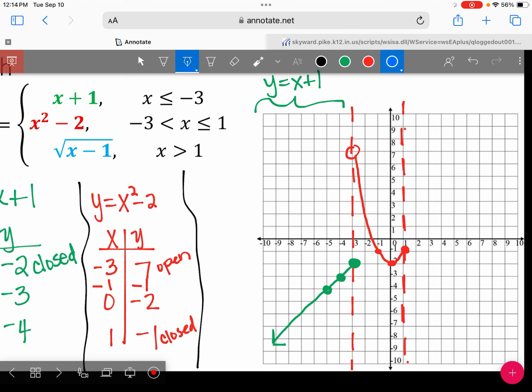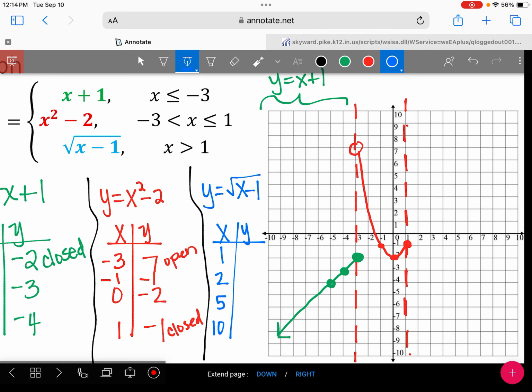All right, the last one, y is equal to the square root of x minus 1. So I'm going to pick some numbers. I'm going to do 1, 2, 5, and 10 because I want perfect squares. So there really isn't a minimum for a piecewise. It just has to be enough to look like the shape. So what I mean by that is, I did 3 points for all my graphs. Okay, probably good.